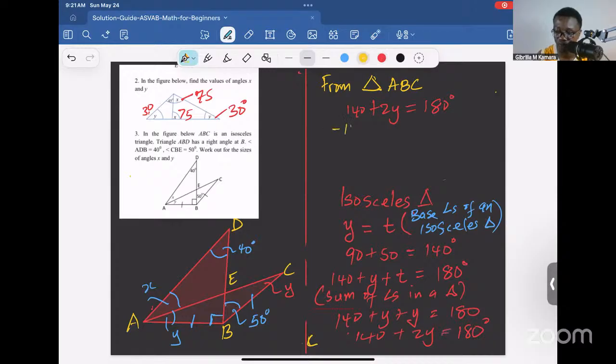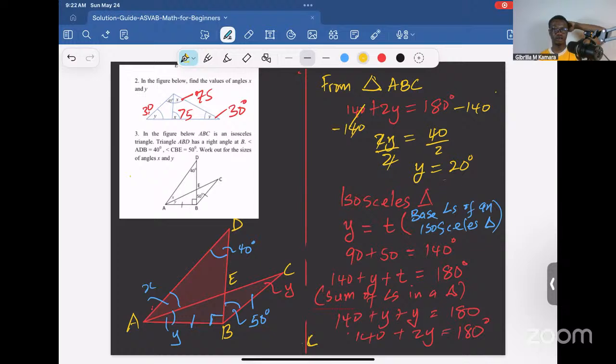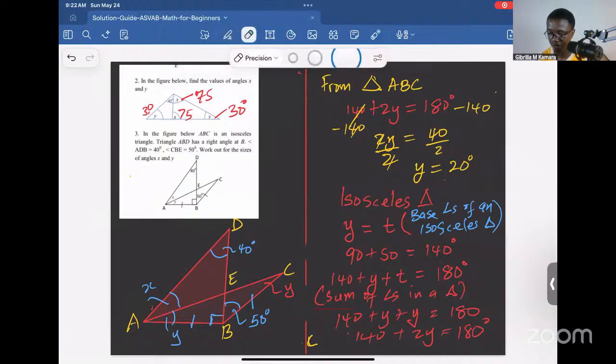So what do we do? We subtract 140 here, 140 here. This and this goes. So your 2y is equal to 40 degrees. But we are in need of y and not 2y. So we divide here by 2, this by 2. This and this goes. So my y is equal to 20 degrees. Okay? Y is equal to 20 degrees. Easy.